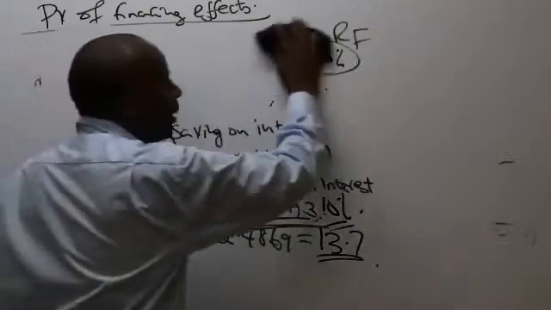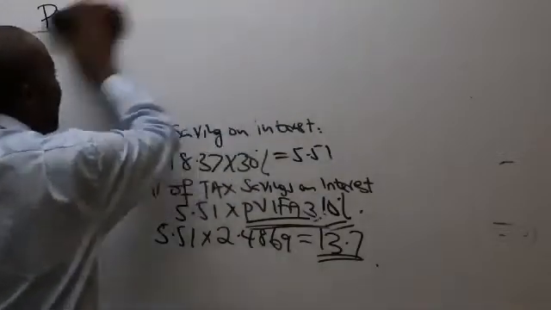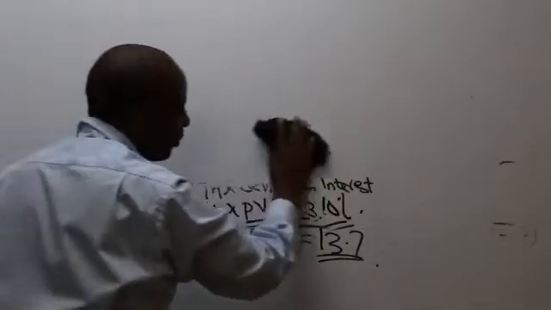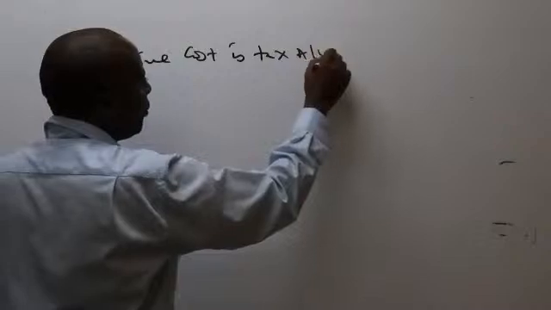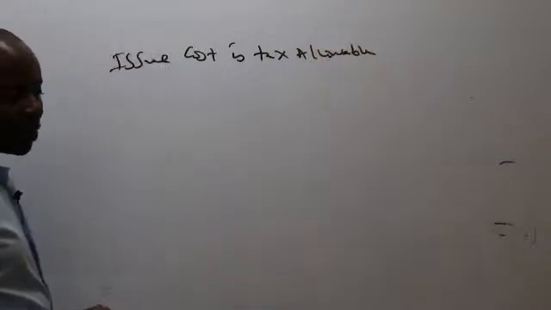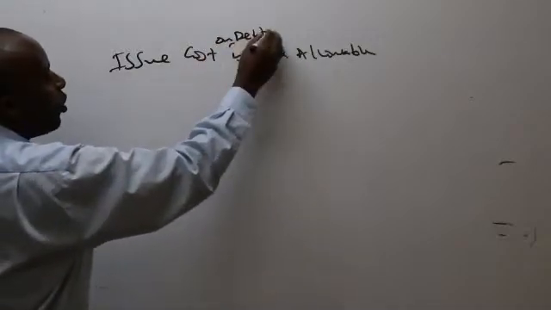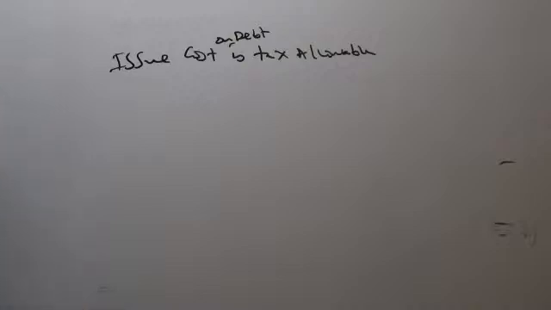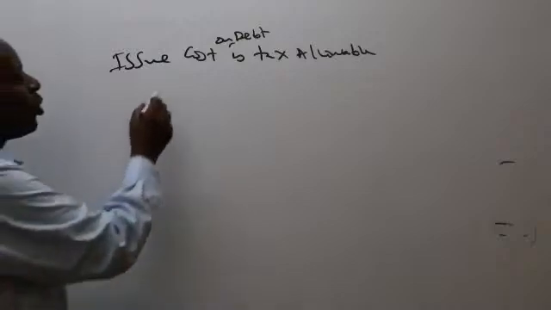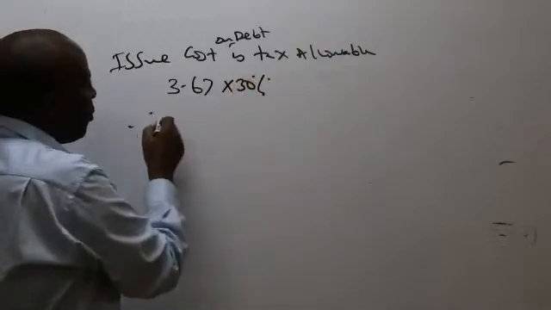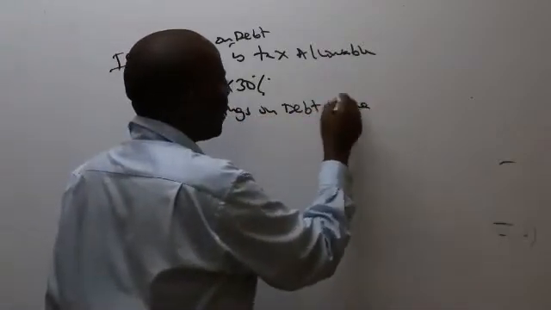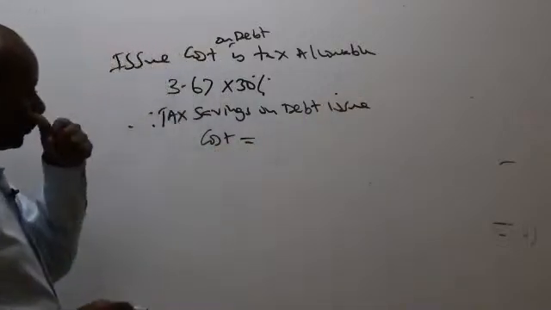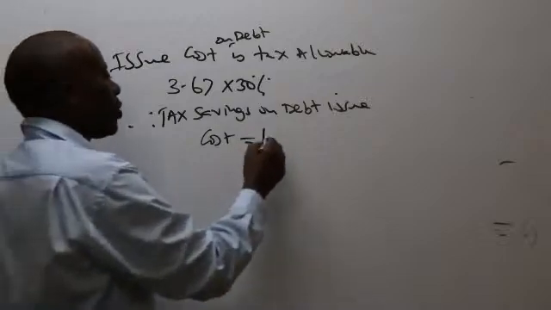Now, after that, ladies and gentlemen, in most cases the examiner will tell you that issue costs are not allowed for taxation purposes. But this was a crazy examiner. He told you that issue cost is tax allowable. So please give us issue cost on debt. Remember, he told you that this is tax allowable. And then we know that the issue cost is 3.67 times 30%. Therefore, the tax savings on debt issue cost, akiana kuchezea debt issue cost inakuja ngapi somebody? 1.1. Thank you very much. Double underline that figure.